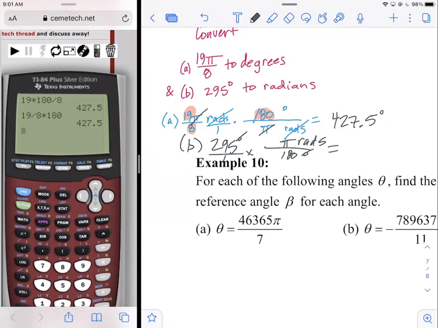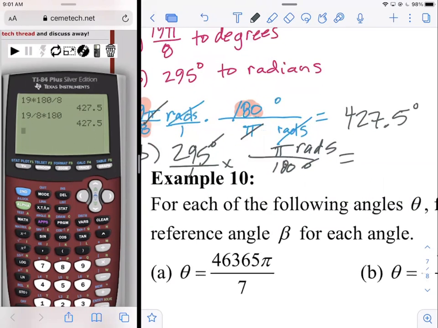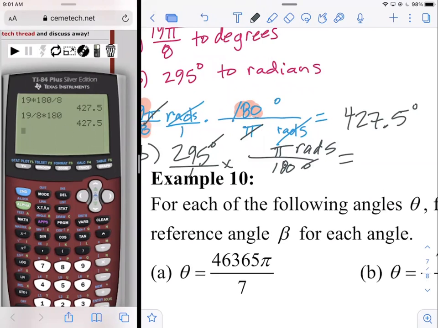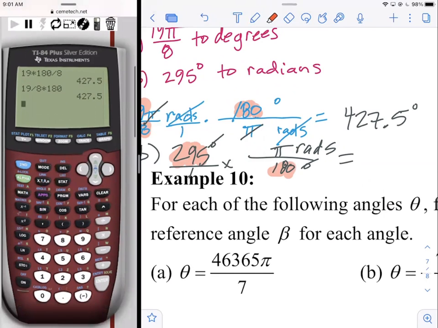I don't know if I said it on the video, but when it's an angle in radians, most of the time, if we can, we like to leave pi visible, because without writing the word rads behind it, pi is a good reminder that it is an angle. That's not saying it has to be an angle just because it has pi visible. There are numbers that have pi visible, but in the context of what we're doing, let's leave the pi visible. So all we're going to do is 295 divided by 180. Boom.